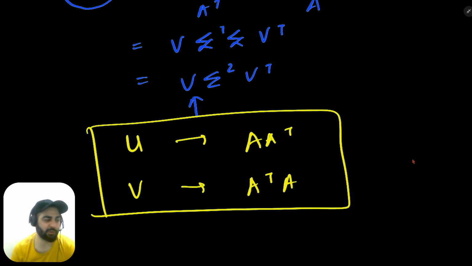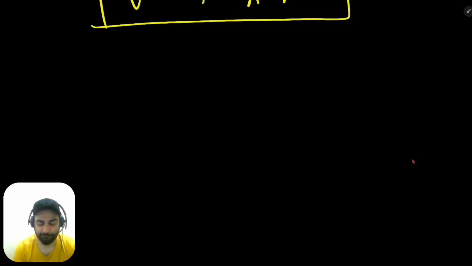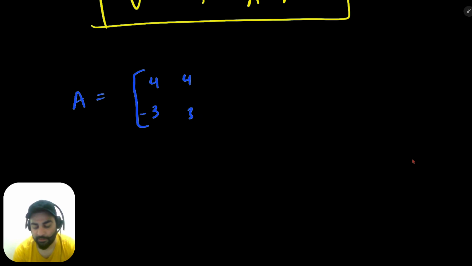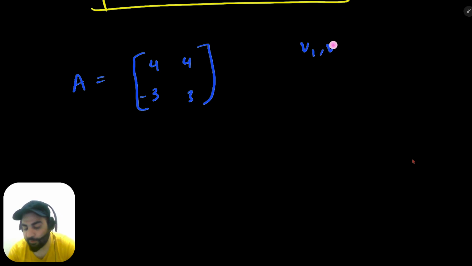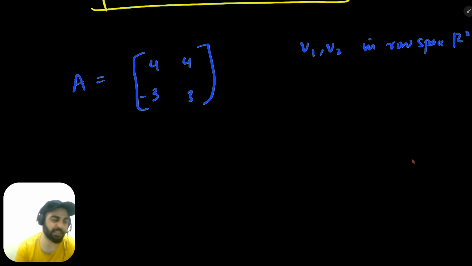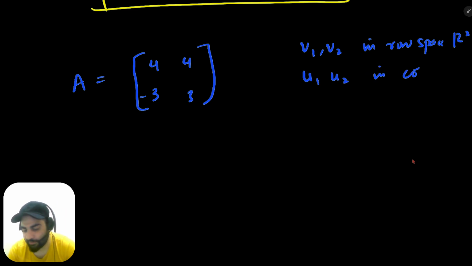I think it's a good time to do an example, so as to show you these things. Let's suppose we have a matrix A, with entries 4, 3, minus 3, 4. Now v1 and v2 must be in the row space, and the row space is R2, because both of these vectors are independent. Similarly, u1 and u2 will be in the column space, and the column space is also R2.